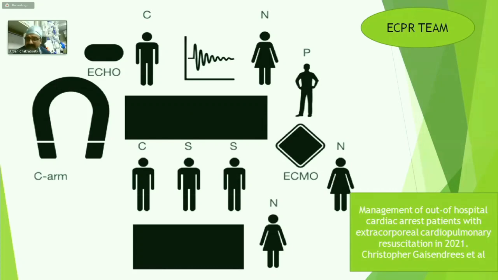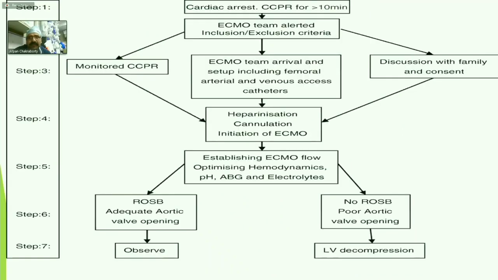ECPR is a teamwork. And what are the inclusion criteria? As you have proper inclusion criteria, we have the ECMO team arrive and set up, including femoral arterial and venous access. You anesthetize, you cannulate, you initiate the ECMO. You get ROSC, and you check if the aortic valve is opening adequately, you need not vent the patient. You just continue the ECMO. And if you are not getting an aortic valve opening, then you go for an LV decompression. So these are the different steps that have been described.